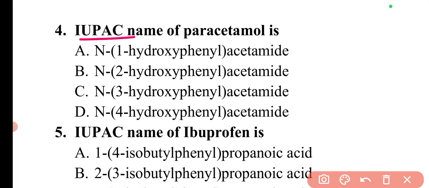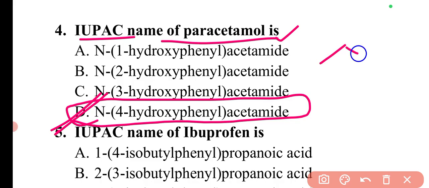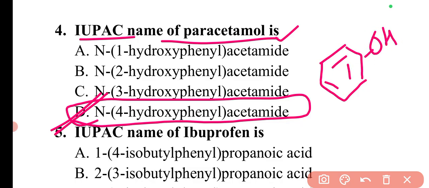Next question is, IUPAC name of paracetamol is. The IUPAC name of paracetamol is N-4-hydroxyphenyl acetamide. So here option D will be the correct answer. If you check the structure of paracetamol, it is a very simple structure. In this also we have a benzene ring. At the fourth position it has an OH group, that is a hydroxyl group, and at the first position it has the NHCOCH3 group. So this is the basic structure of paracetamol.